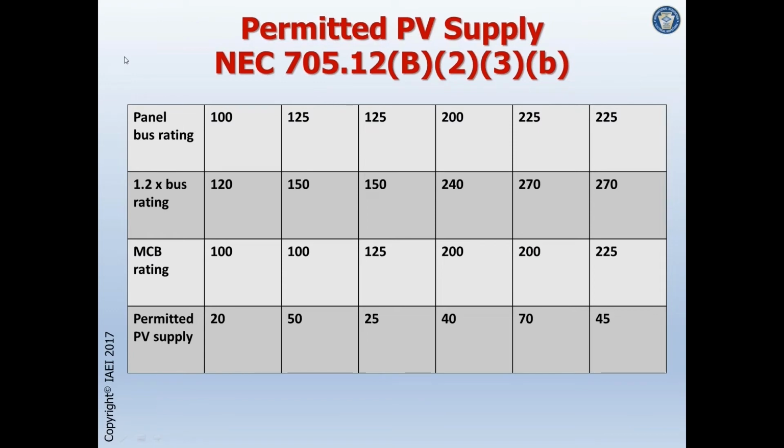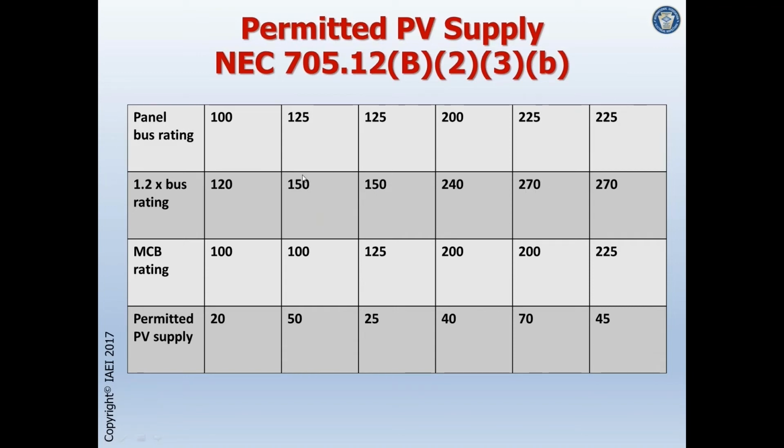So I made up this chart. Again, common ratings. If you go across the top, panel bus rating, here's some common panel bus ratings: 100 amp, 125, 200, and 225. And if we use the 120% rule, we're allowed a contribution from all sources of 120% of that. So that would mean I can have 120 amps for a 100 amp panel bus from all sources. For a 125, I can have 150 amps. For 200, I can have 240 amps, and for 225, I can have 270.